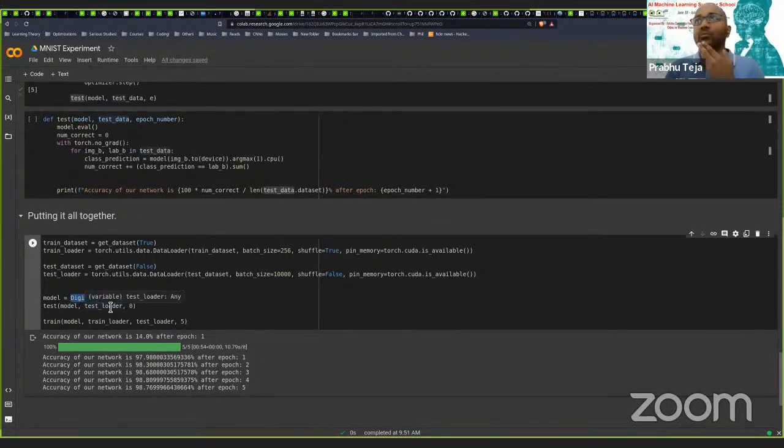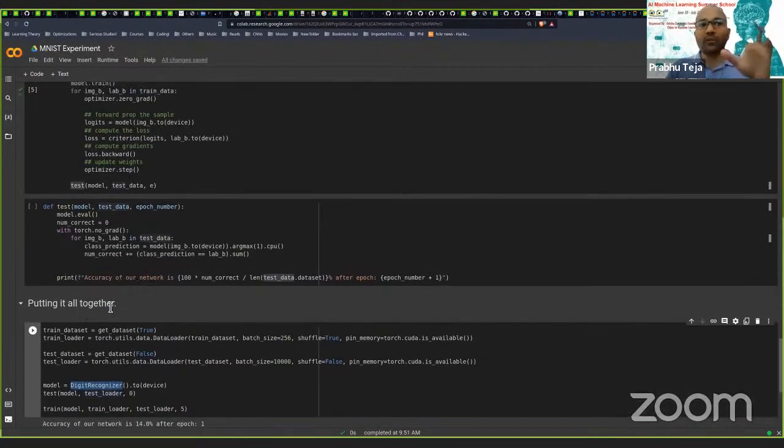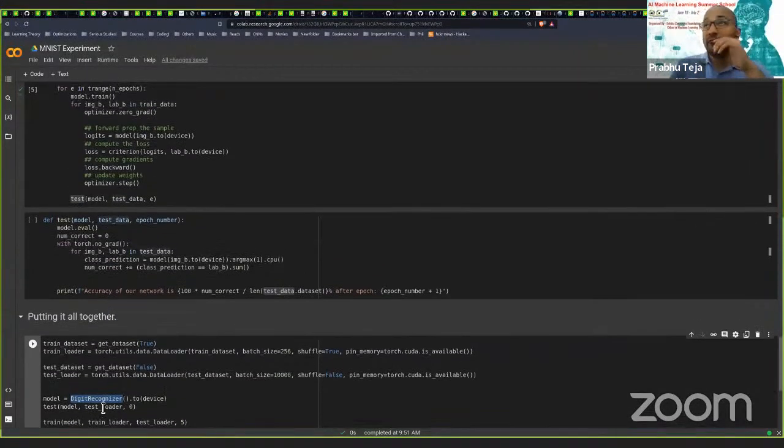Can anybody take a guess what that performance should be? Without training, if I just test the model, what is the expected performance? You can type it in the chat. It's a simple probability problem.